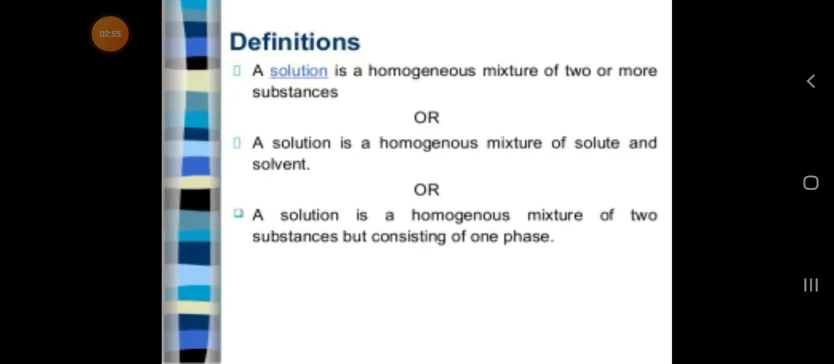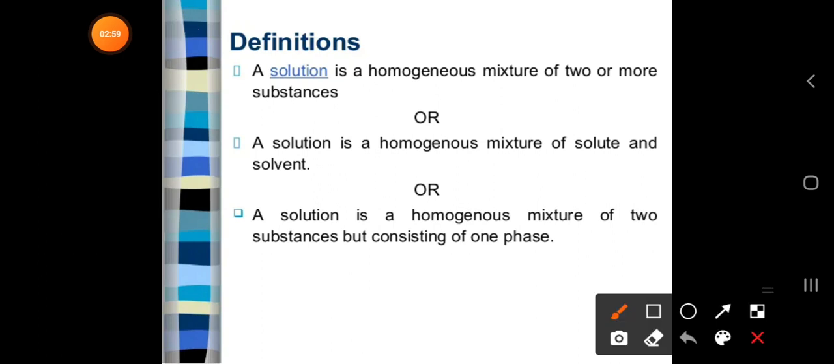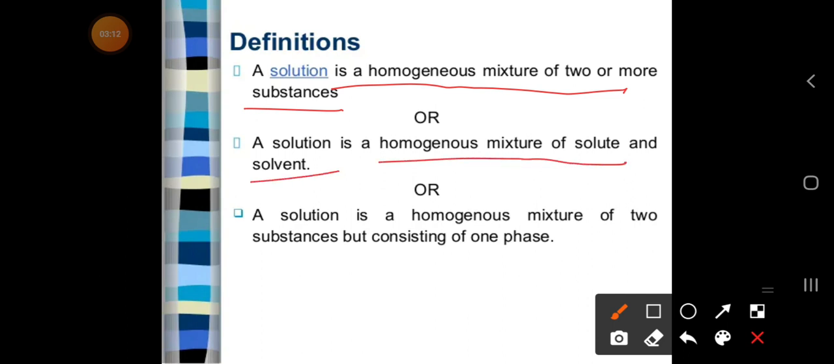Now let us see the definition of solutions. A solution is a homogeneous mixture of two or more substances. Also, it is a homogeneous mixture of solute and solvent. And also, it is a homogeneous mixture of two substances consisting of one phase. That we call a solution. So it is a homogeneous mixture of two or more substances.